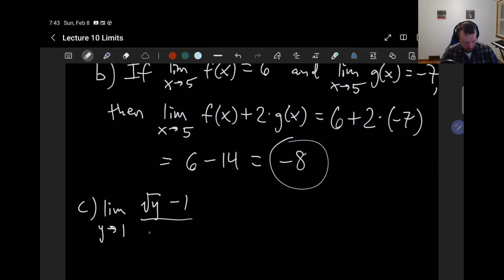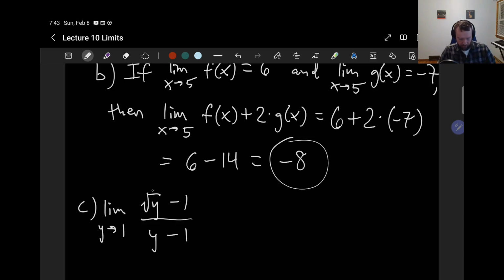Oh, excuse me. Y minus 1. Notice that if you try to plug in 1, you're going to run into some problems right away. You'll get a 0 over 0. So just plugging in 1 doesn't work. That means we'll want to do some sort of algebra trick to rearrange this so that we can make it work.